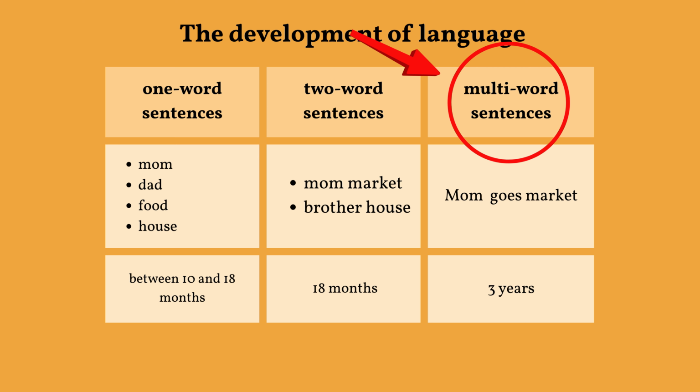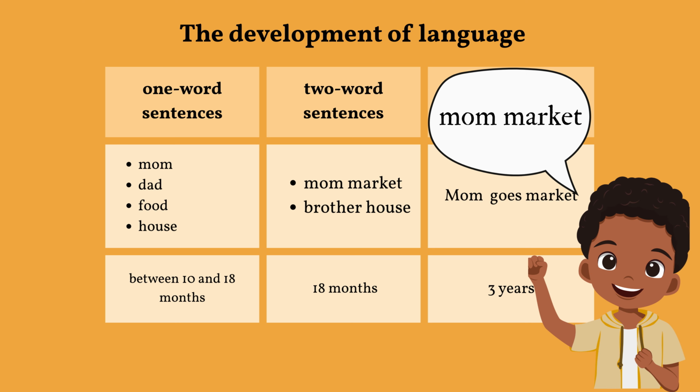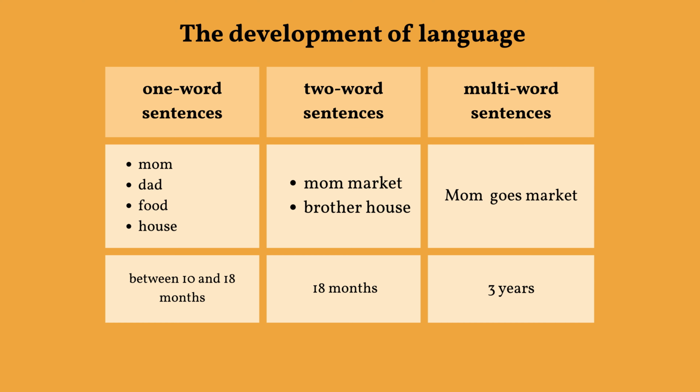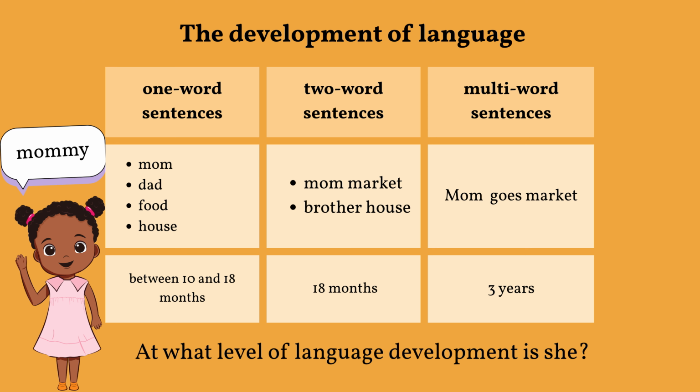Some children develop language and vocabulary more quickly than others. Musa can already say mama market. This means Musa speaks in 2-word sentences. So Musa is 8 years old, but is at the language development level of 18 months. Salome is a 2-year-old girl with an intellectual disability. She can say mommy. At what level of language development is she?